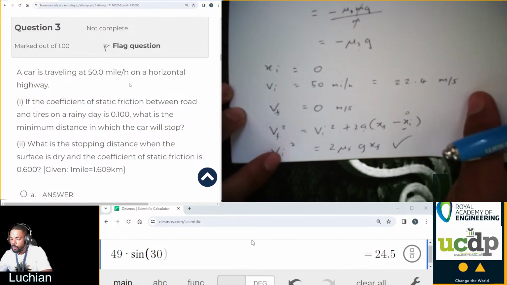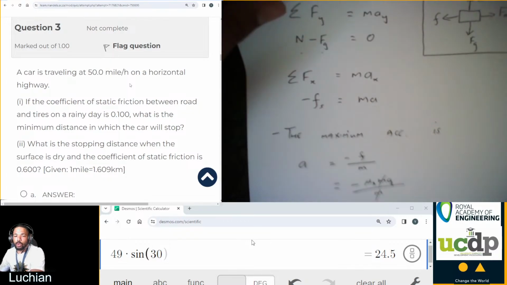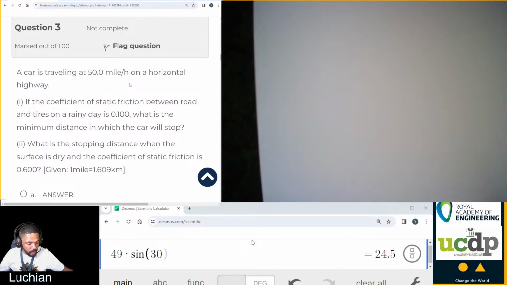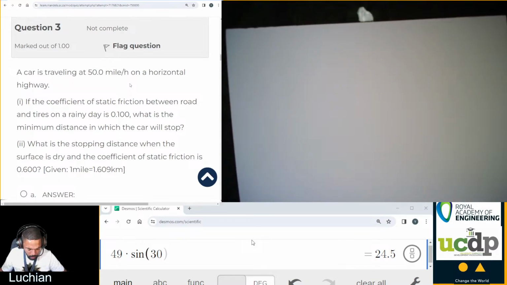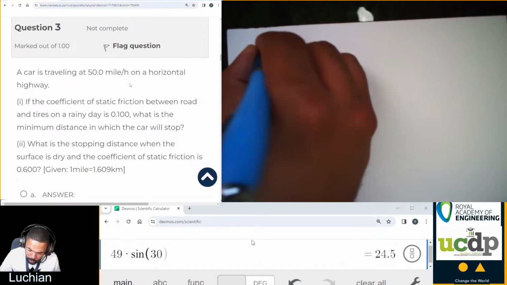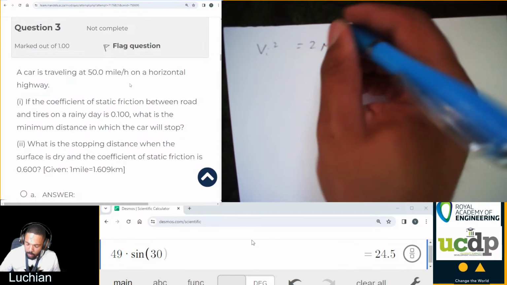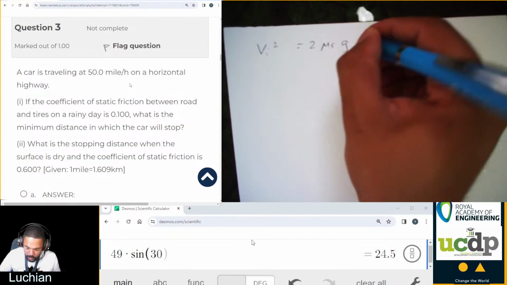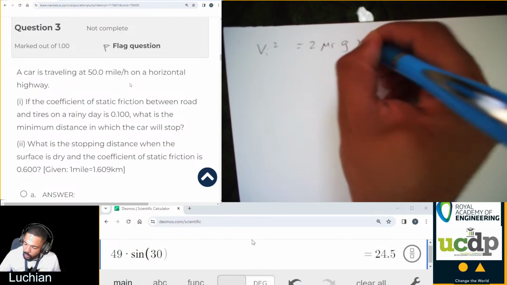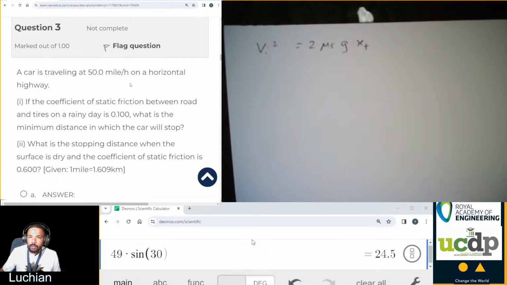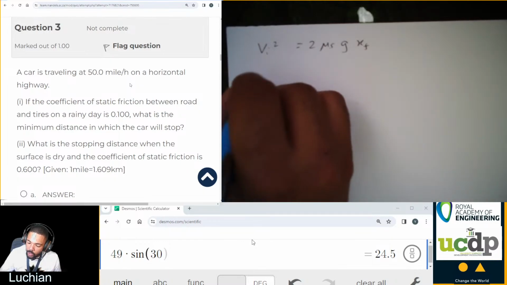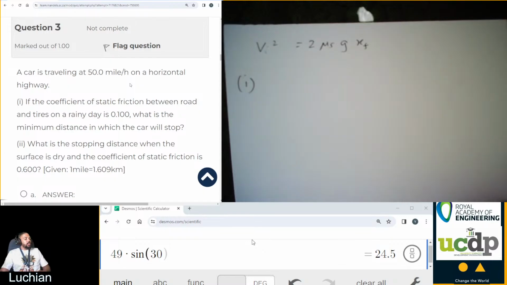So you just solve for the initial velocity. Okay, plugging in everything that you have been given so far. Now we have the equation: v initial squared is equal to 2 times the coefficient of kinetic friction times the gravitational acceleration times final position. Okay, that is your final velocity, your initial velocity. Now we actually get to the actual answering of the question.